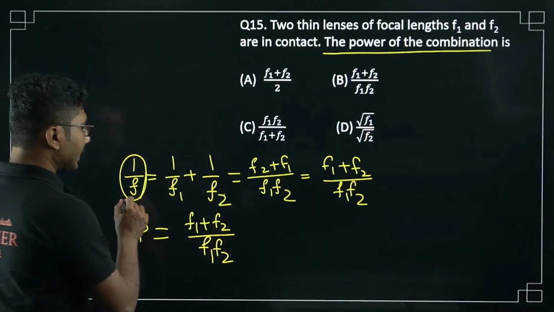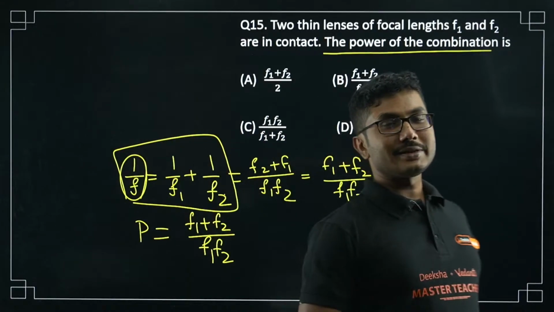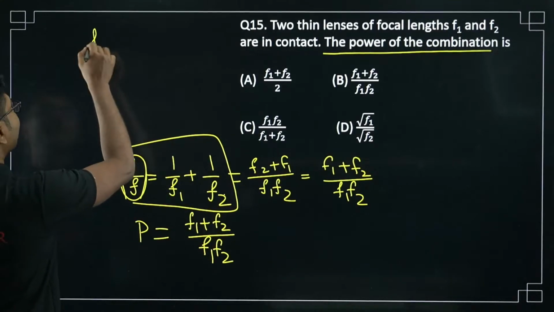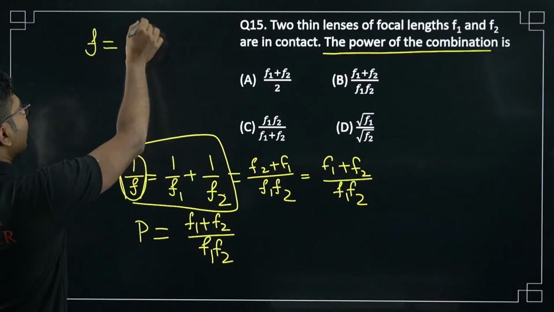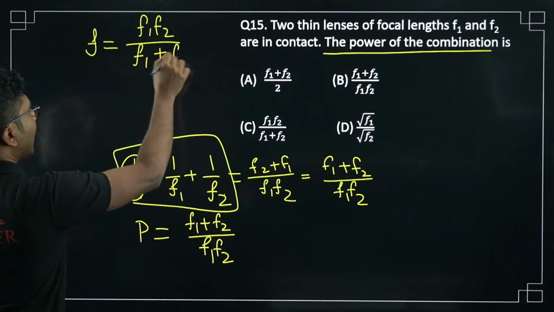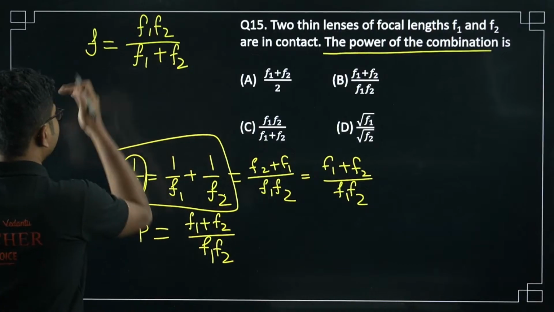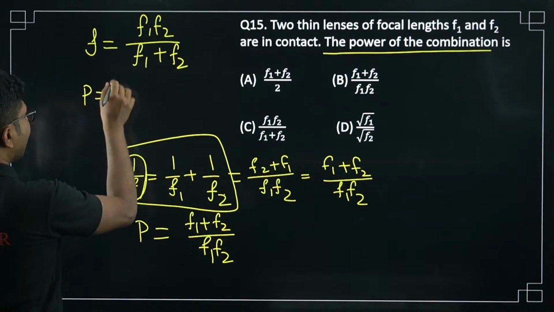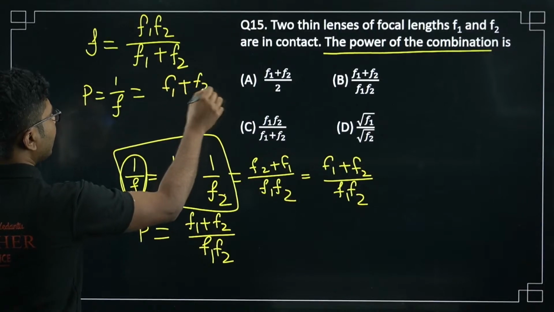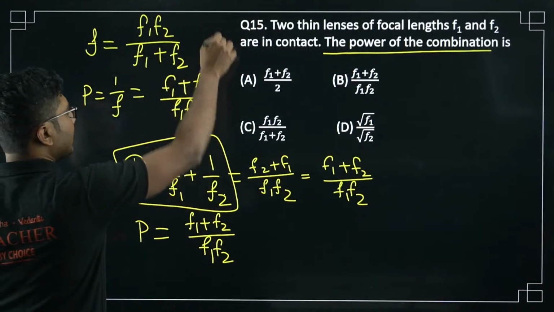If you see, these two are basically combined like resistances in parallel, right? So for resistances in parallel, there is a shortcut way to calculate the focal length. That is f equals f1 f2 by f1 plus f2. Same formula as resistances in parallel, right? So in that case, power is basically 1 by f, which will be equal to f1 plus f2 divided by f1 f2. Slightly shorter and much crispier answer.